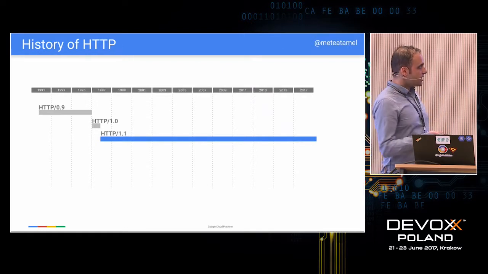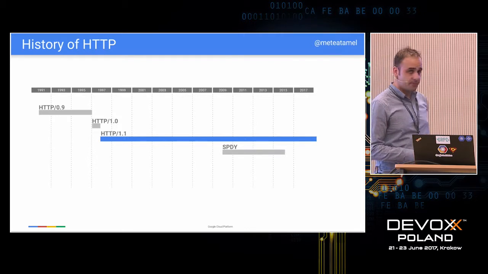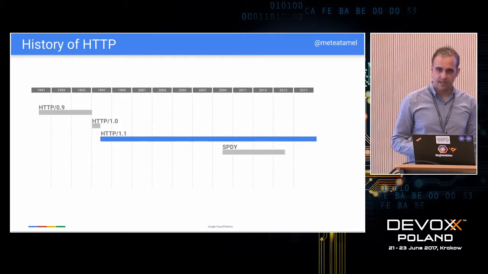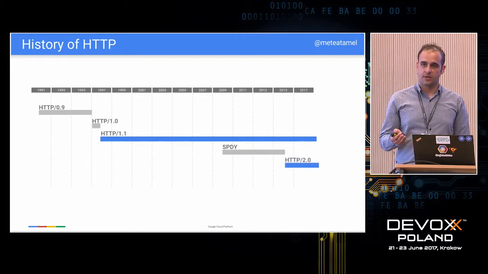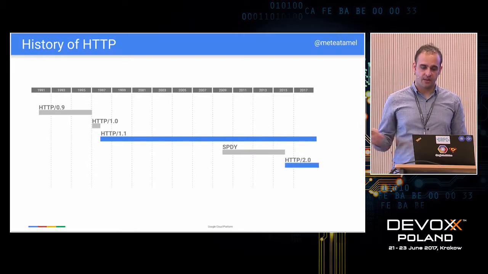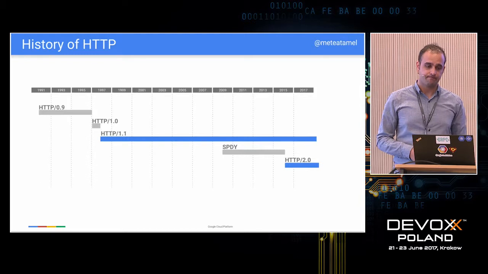So we recognized all of these limitations of HTTP 1.1, and Google started working on something called SPDY around 2009, something like that. And then SPDY basically turned into HTTP 2. So at some point, people working on SPDY and other people, they came together and they decided that they should standardize all of that, and that's how HTTP 2 came along, basically.